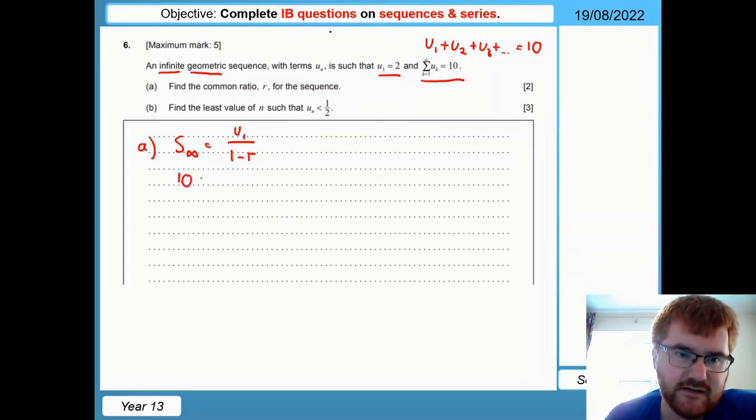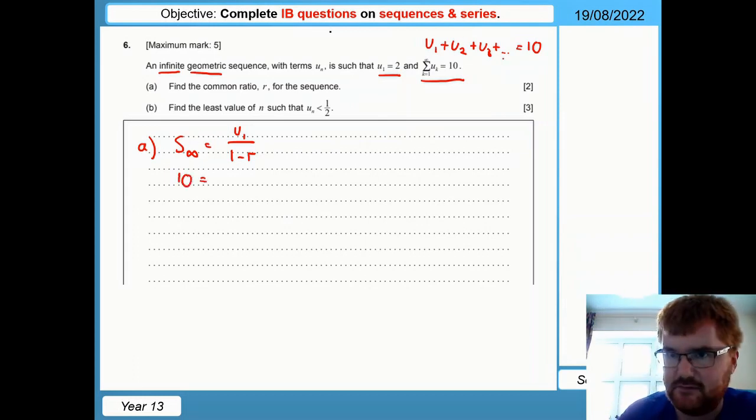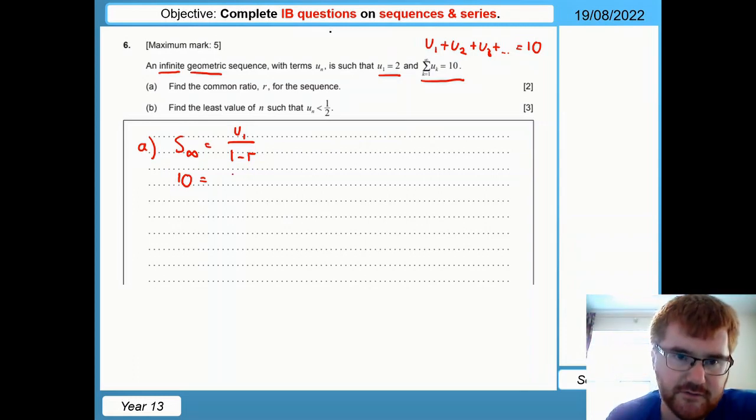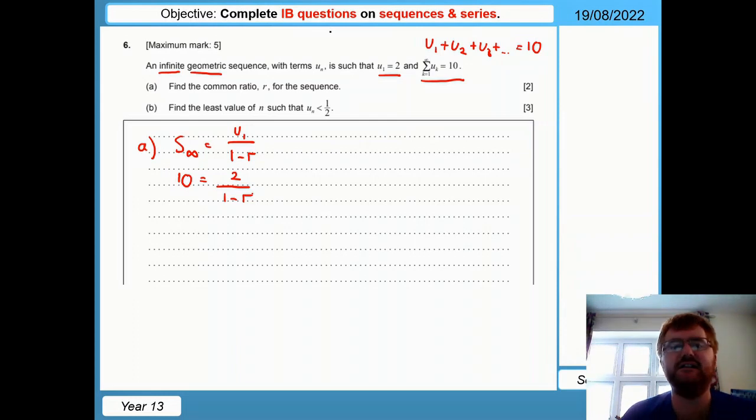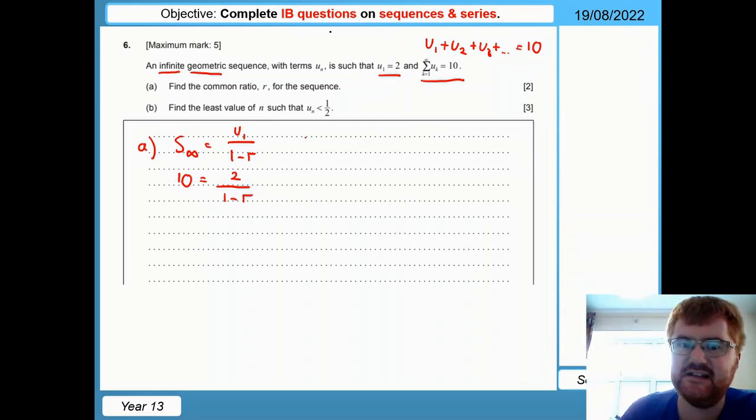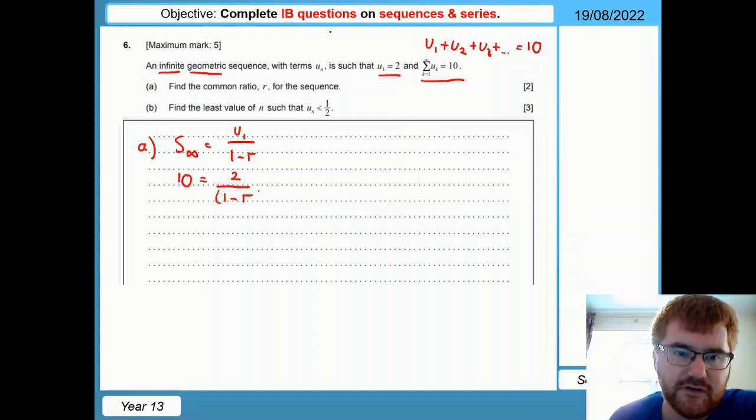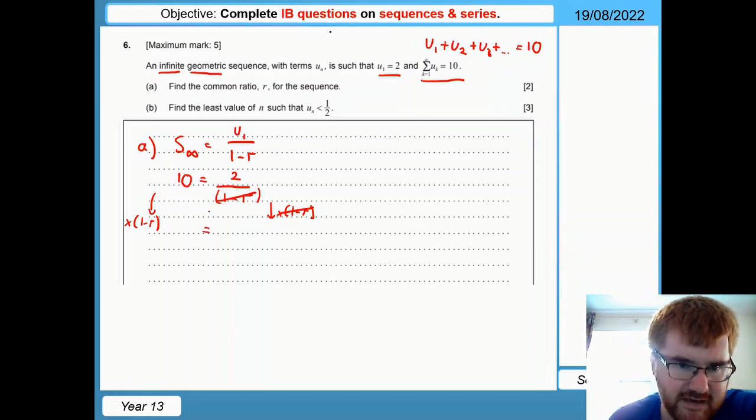So 10 is equal to, because this is equal to 10 here, U1 is 2, so we get 2 over 1 minus R. And at this point, this is just an algebraic exercise to get R on its own. So to do this, the way I would generally go about doing this is multiply by 1 minus R on both sides of the equation. This cancels here, which is the whole point. So we get equals to 2 here, and then we get 10 lots of 1 minus R.